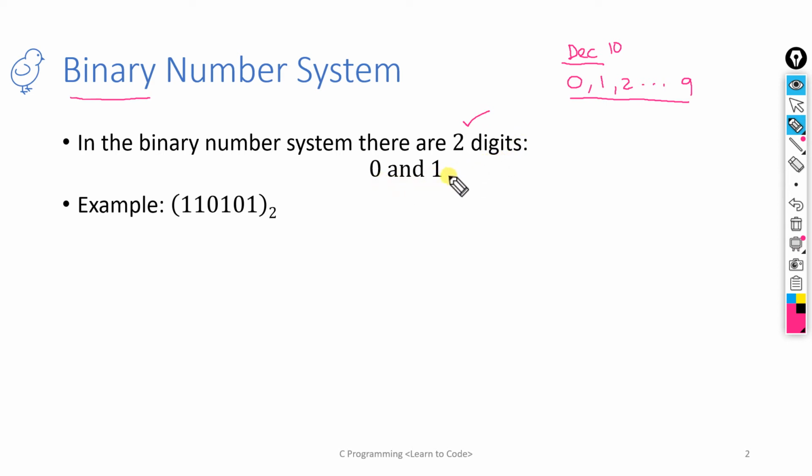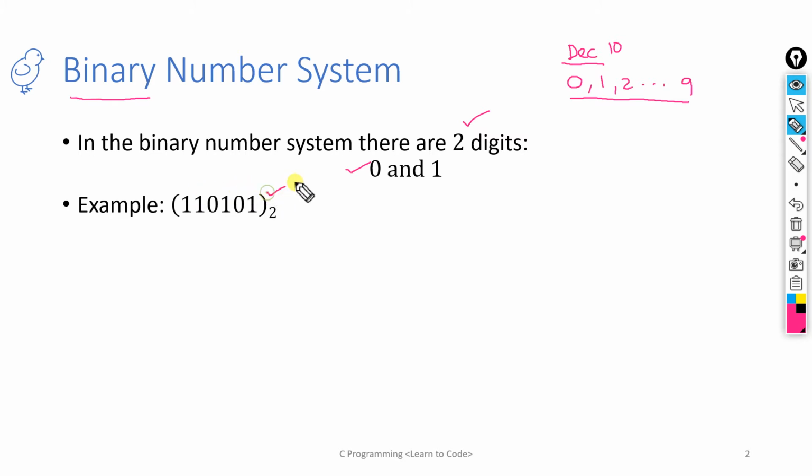0 and 1. Generally, the computer understands the binary number system. Computers do not understand the decimal number system. So every number which we want to provide to the computer needs to be converted into binary numbers so that the computer can understand those numbers. Okay, so you can take an example.